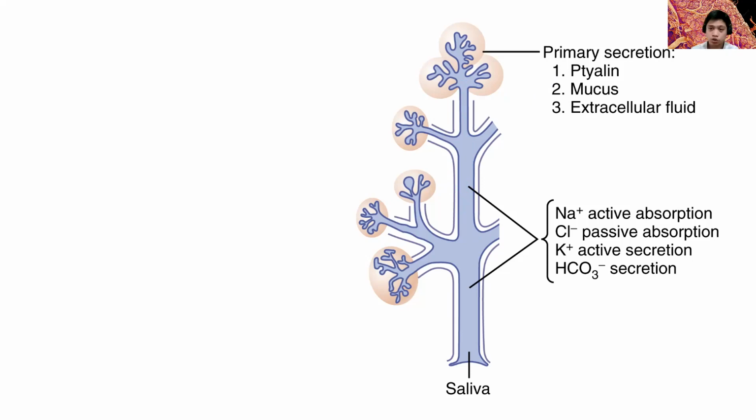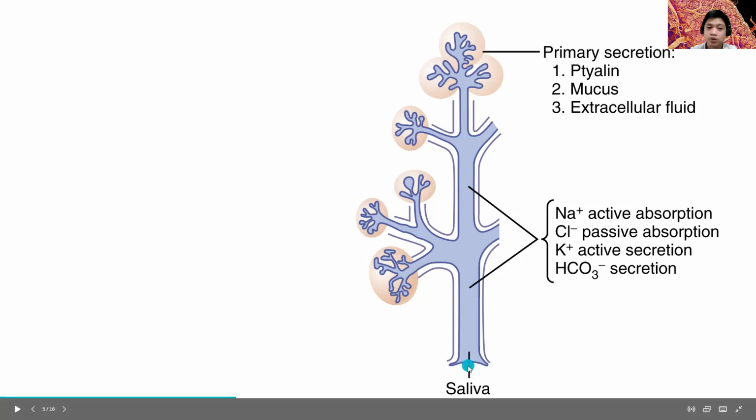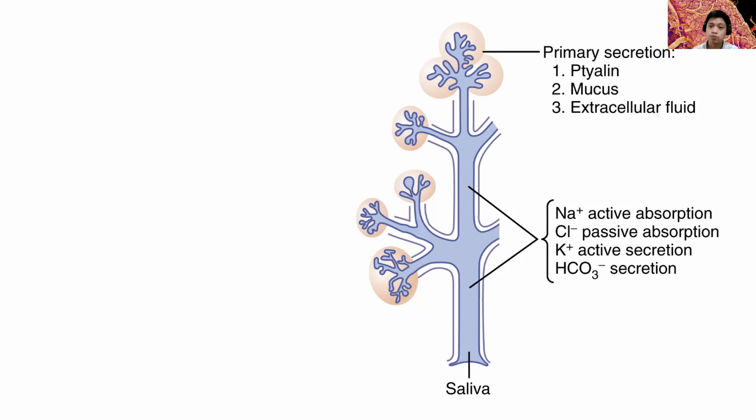It will cause absorption of sodium, absorption of chloride, secretion of potassium, and secretion of bicarbonate, so that the end product, as the primary secretion flows through the tubule, will be saliva. So that saliva will now contain low levels of sodium, low levels of chloride kasi na-reabsorb na siya, high levels of potassium, and high levels of bicarbonate. Okay? So that is the characteristic of your saliva.